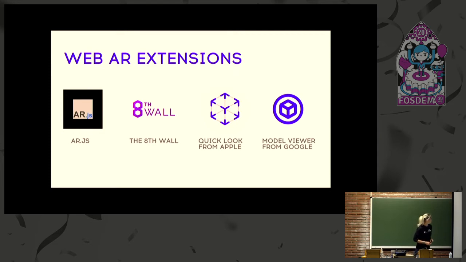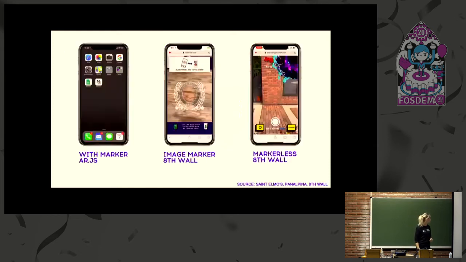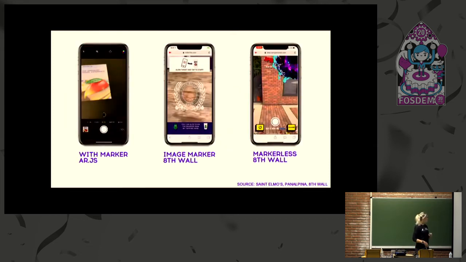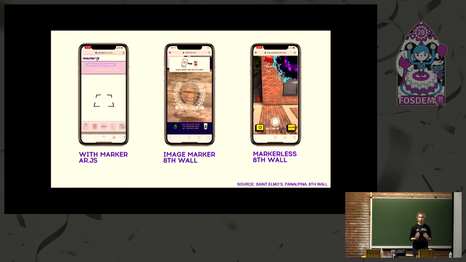And as I already mentioned, there's Apple Quick Look and Model Viewer from Google, which is already built into your Safari or Chrome. So first, before we start creating a project, we need to define which type of project we want to create. 15 minutes, oh my. Okay, I will be fast.